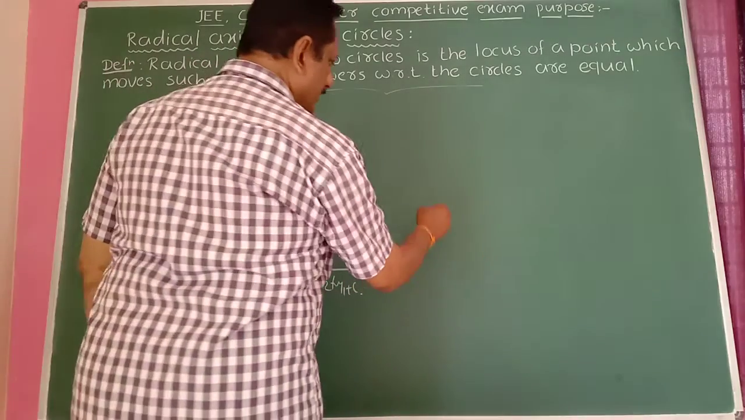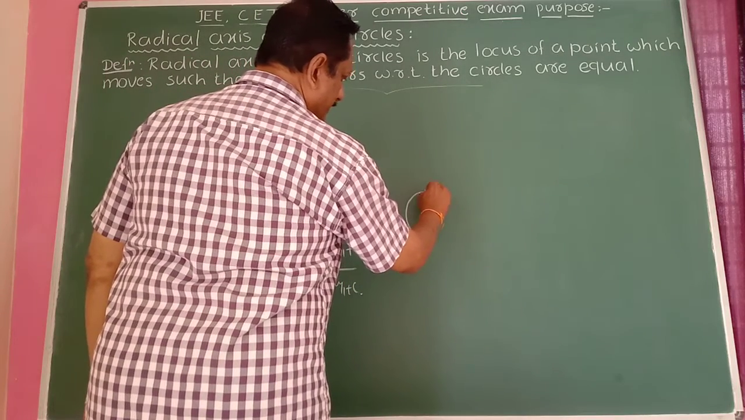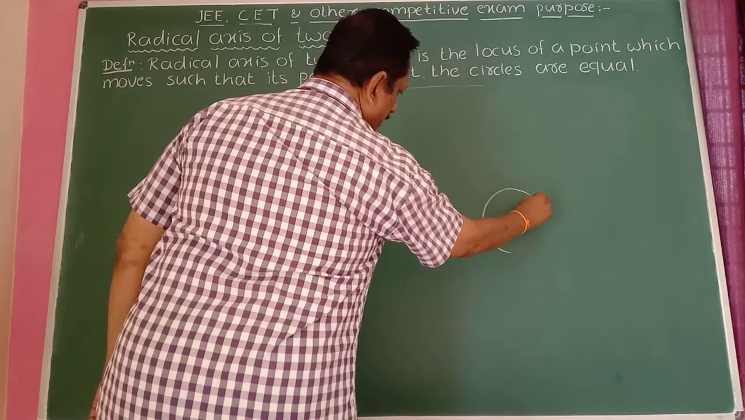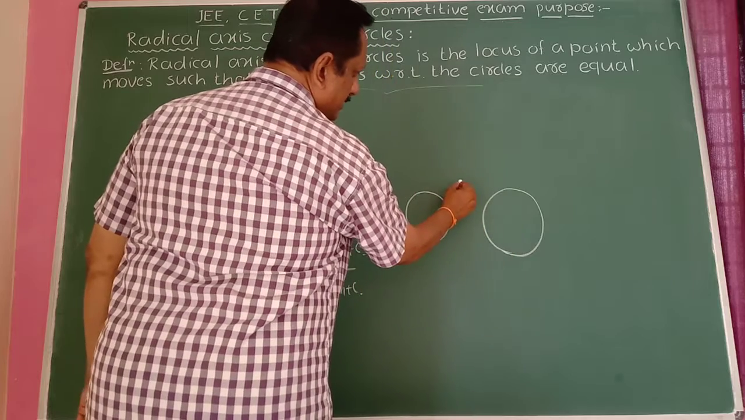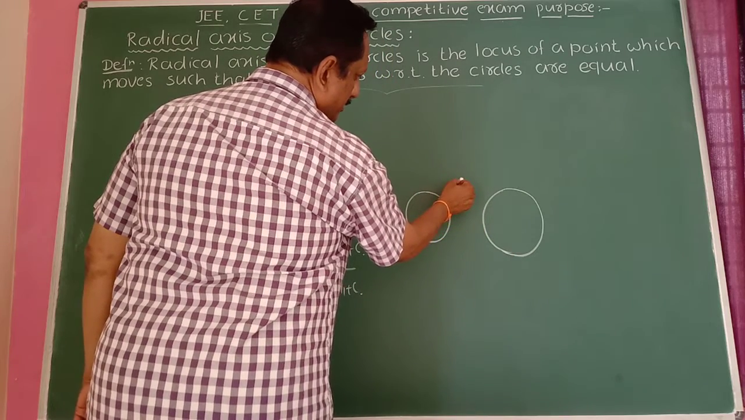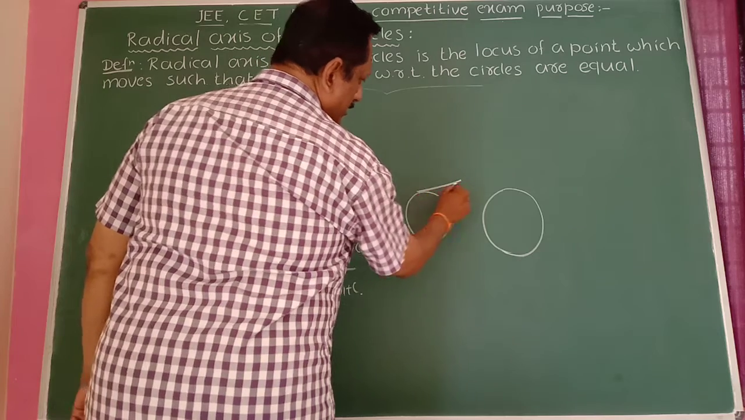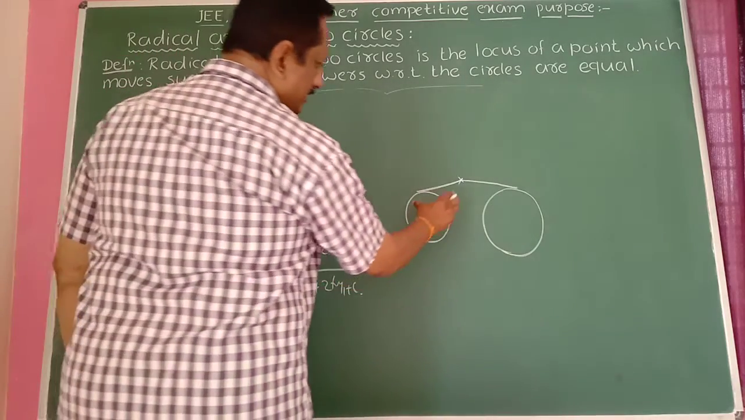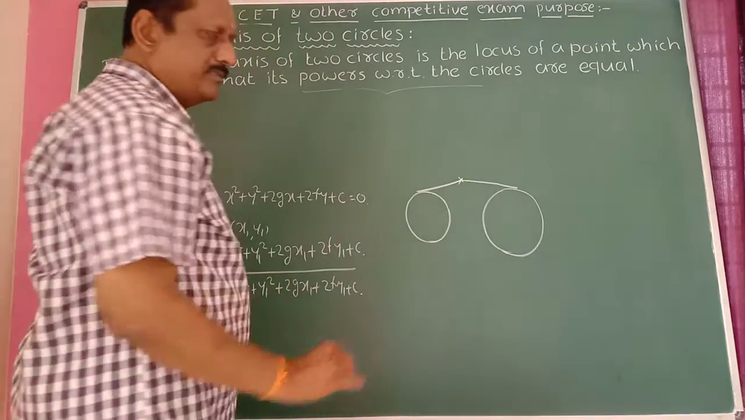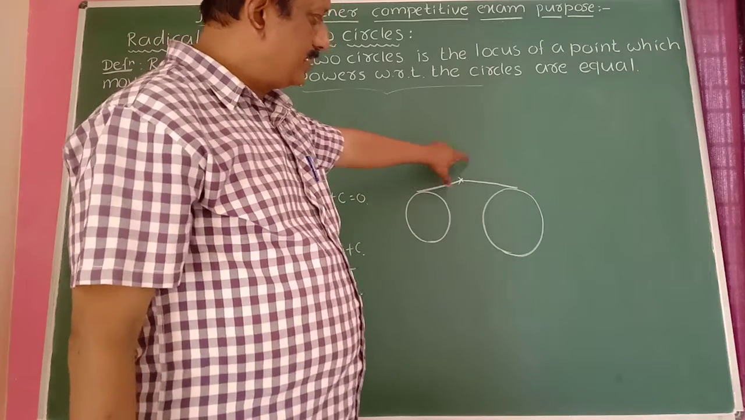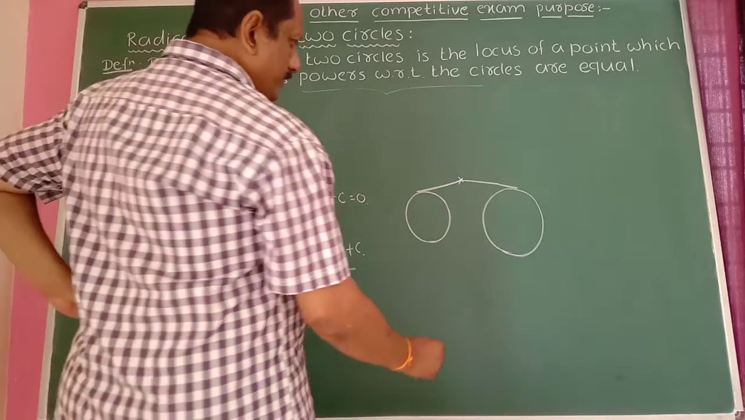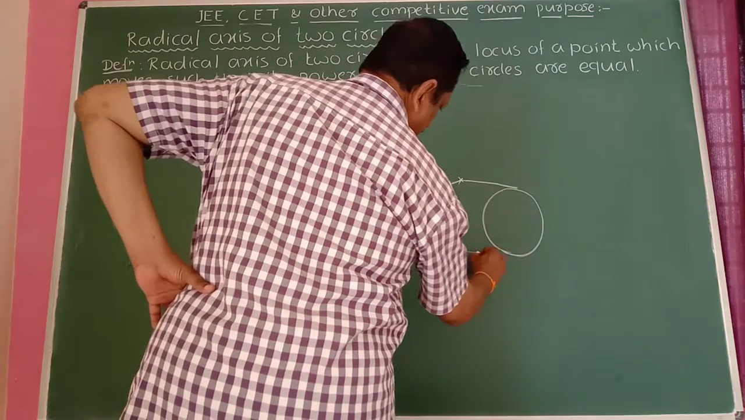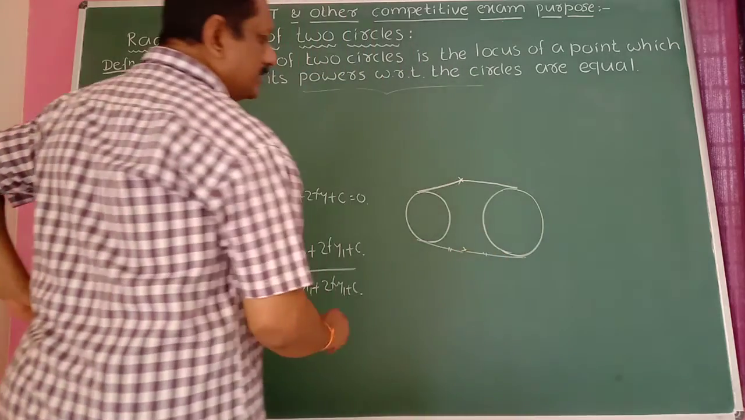So just observe here. This is one circle, and this is one more circle. Consider there is one point here. Next, draw the tangents to these two circles from this point. Here, this length and this length both are equal, meaning the lengths of the tangents are equal. Again, consider one more point here. Then draw the tangents to these two circles, and this tangent and this tangent both are equal.